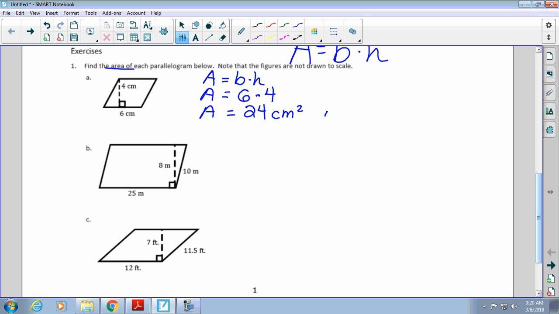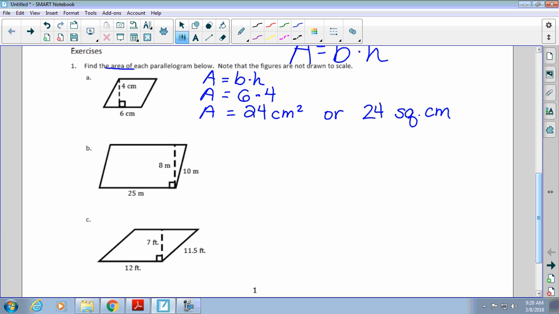So you may see it like this, so I'd like you to write this down because I don't want this to confuse you later. So you may see 24 centimeters squared with the abbreviation, or you may see it like this, squared centimeters without the exponent of 2, and they just write squared units or squared centimeters, squared feet, whatever it may be. So either way.